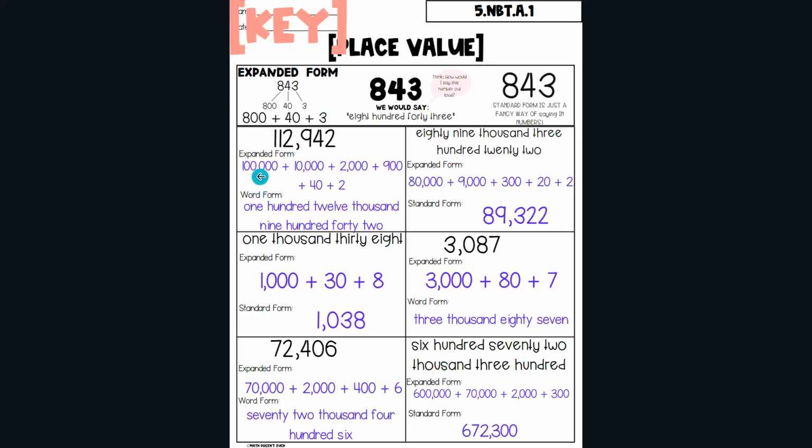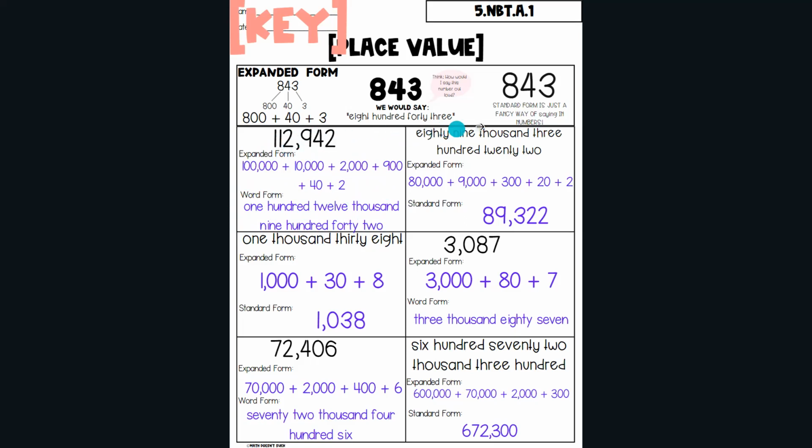So for this one, we have 112,942. We stretch it out to 100,000 plus 10,000 plus 200 plus 900 plus 40 plus 2. We know that this comma tells us where the word thousand goes. We'll look at what we have in front. We have 112. After, we have 942. When we add it all together, we have 112,942. Remember, thousand is where the comma goes in our number.